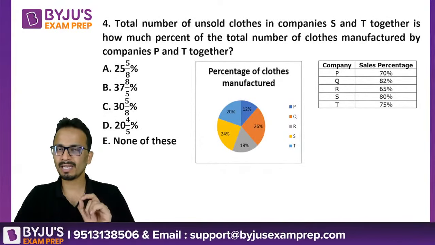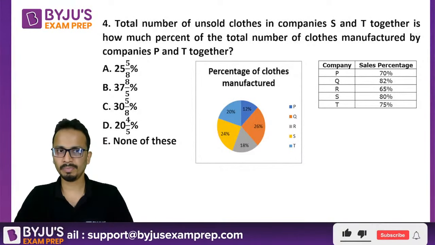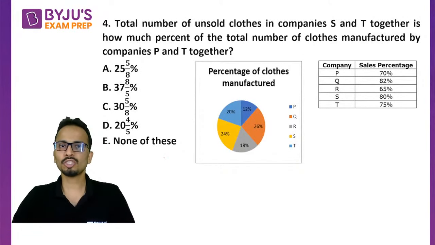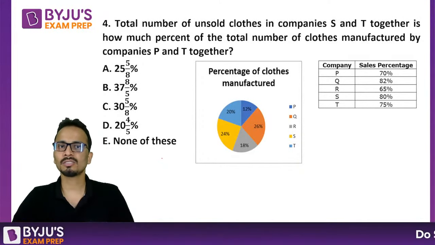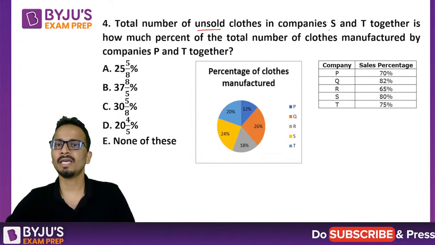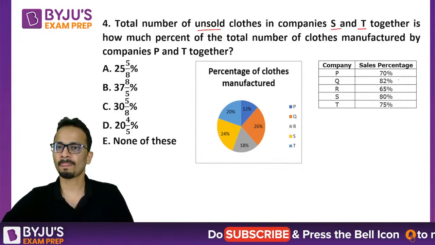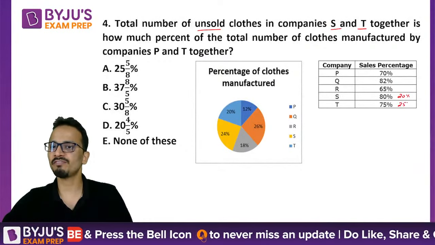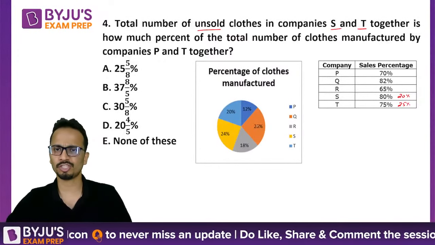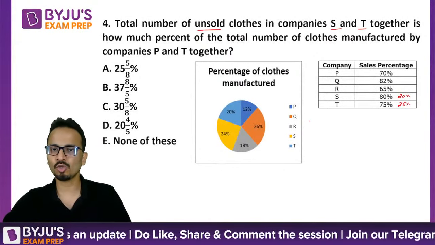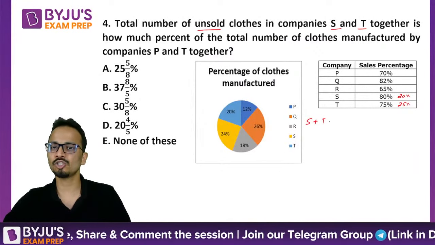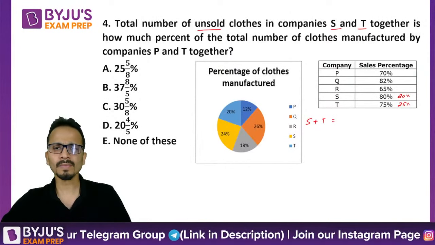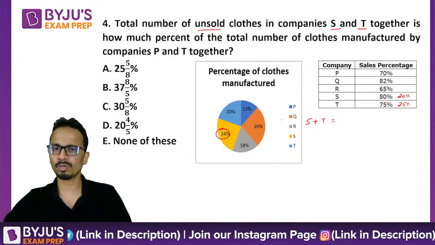Now read the language carefully. Be careful with exactly what they are asking for. Now, the total number of clothes unsold in S and T together. So S and T together unsold 20% and 25% of what they have manufactured. The first value that they want, for S, will be 20% of 24.